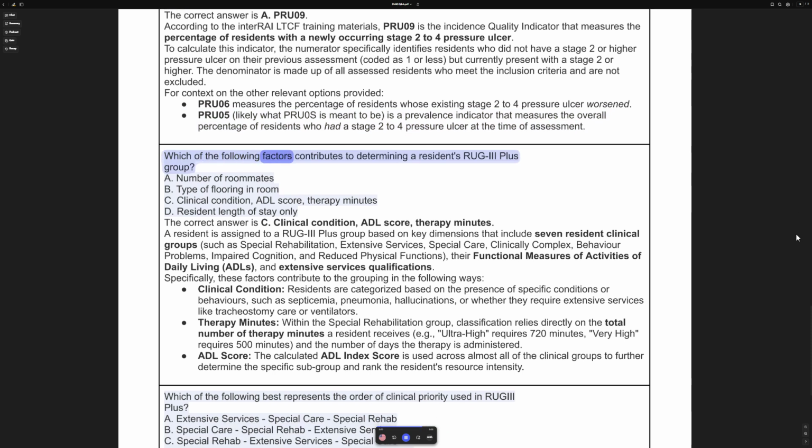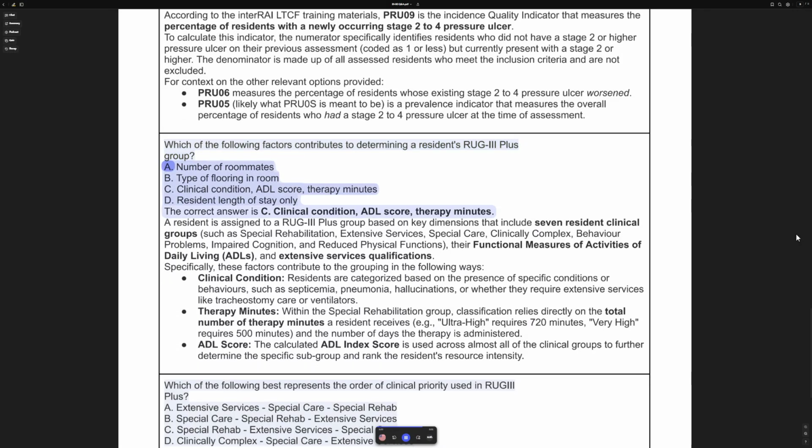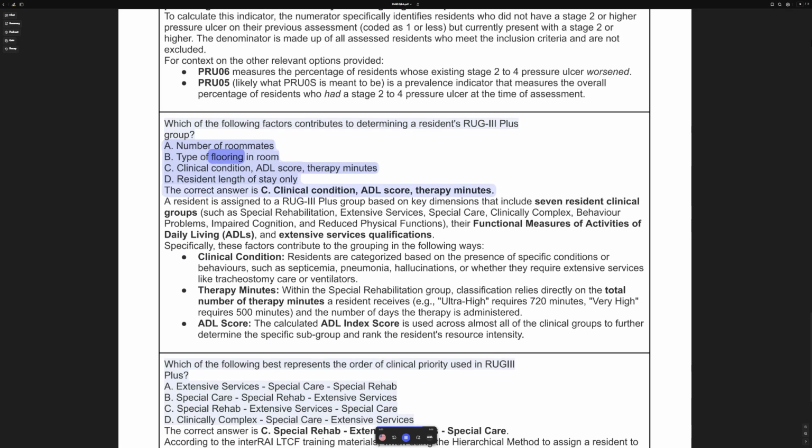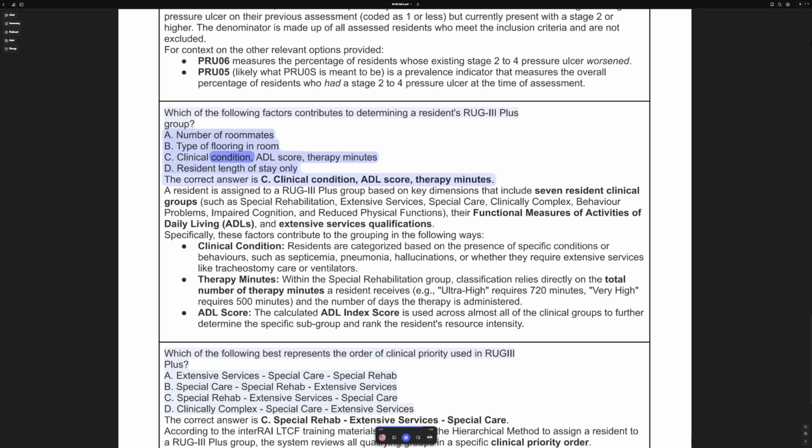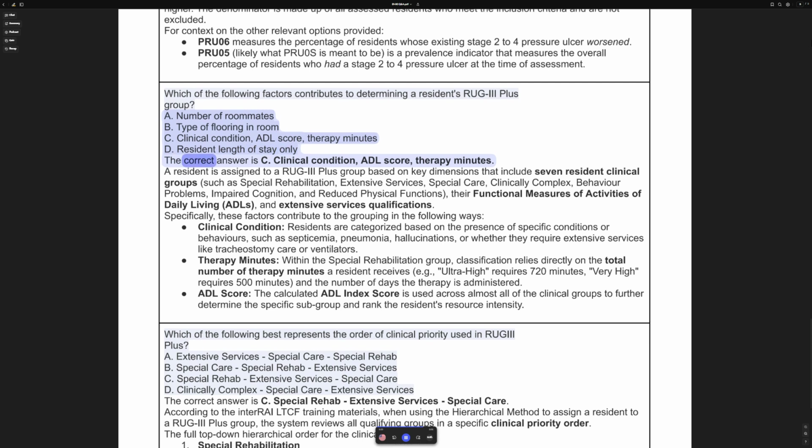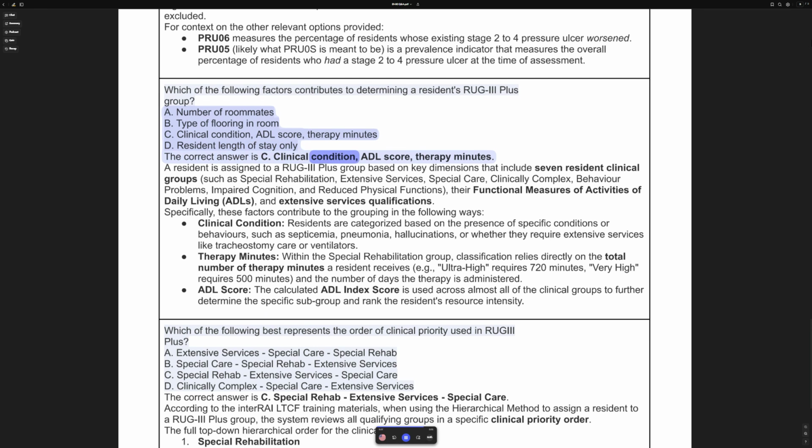Which of the following factors contributes to determining a resident's RUG 3+ group? A. Number of roommates. B. Type of flooring in room. C. Clinical condition, ADL score, therapy minutes. D. Resident length of stay. The correct answer is C, clinical condition, ADL score, therapy minutes.